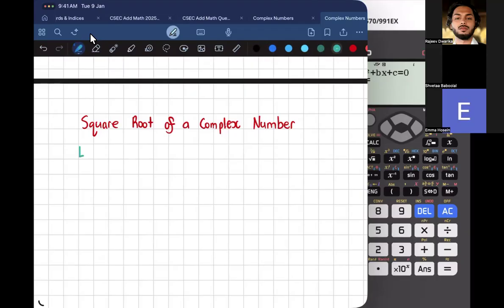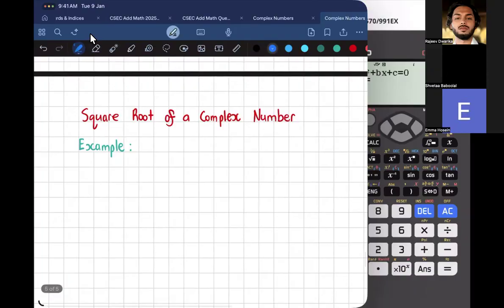That's when you square both sides and solve simultaneously. Right. So let's look at an example. We want to find the square root of 3 minus 4i. Shweta, if you find the square root of a real number, wouldn't you get another real number? Yes. So if you find the square root of a complex number, what do you think you're gonna get? A complex number. Exactly.